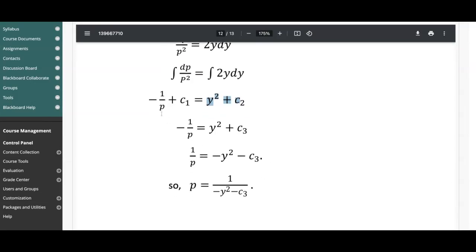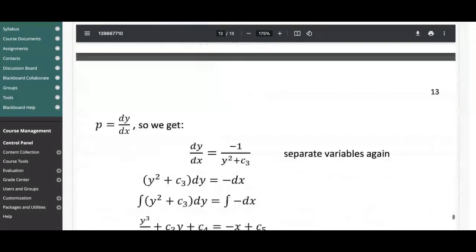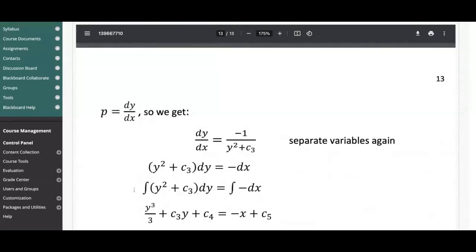And we want to solve for p. Okay, so we isolate negative 1 over p. Then we just flip it over. So p equals 1 over negative y squared minus some constant. Now we substitute back p as y prime, or dy/dx. So dy/dx equals this.